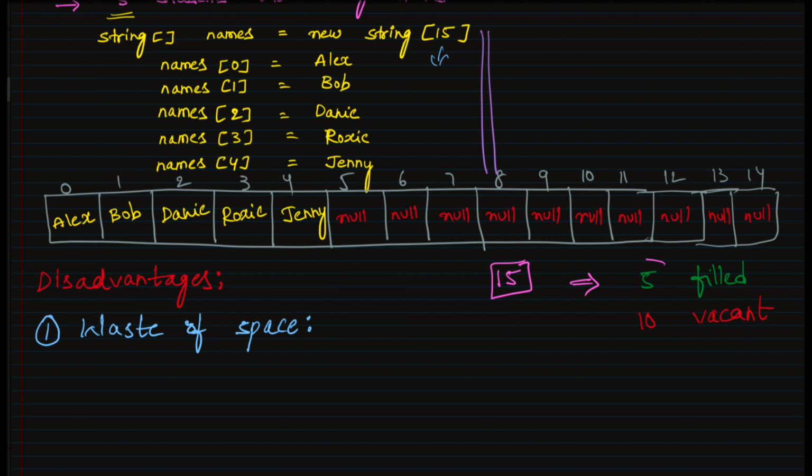We have occupied only 5 seats and 10 seats are vacant, which means we are going to waste this much space in memory, because we have to give the size of the array during initialization. This is one disadvantage: we are not sure how many students are going to join, even though the maximum number of allotted seats is 15. If fewer students join, we are going to waste this much memory. So this is one disadvantage, which is waste of space.